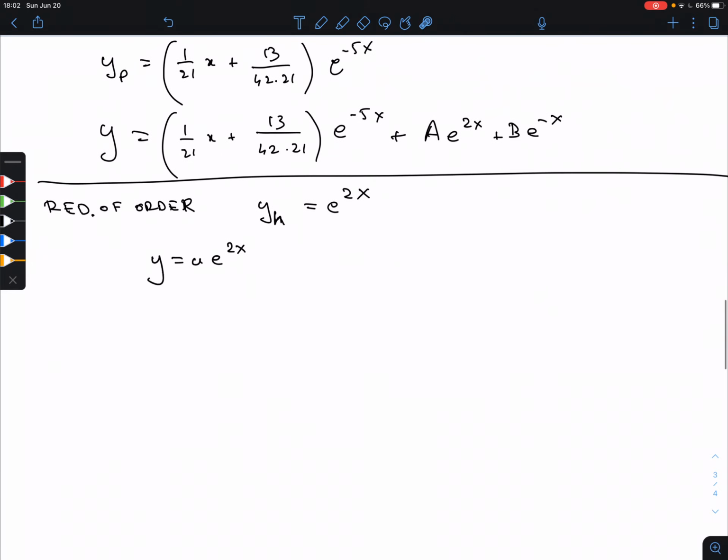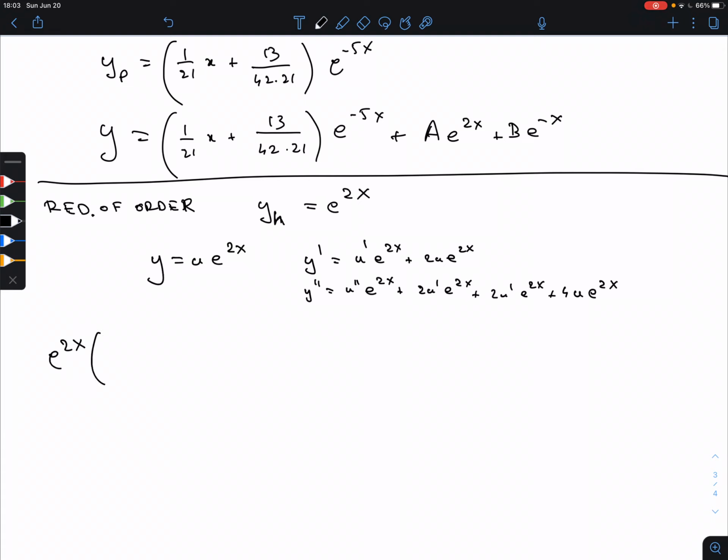Okay, let's see what happens if I do this. Of course, I have to calculate y prime, that is u prime e^(2x) plus 2u e^(2x). And then y double prime is u double prime e^(2x) plus 2u prime e^(2x) plus 2u prime e^(2x) plus 4u e^(2x). Okay. Now we don't know what happened. Well, in fact, you see they all have an e^(2x) in front, so I'm going to factor it out. Although this will not cancel with what happens on the right-hand side, because that's not what the method is supposed to be doing. What the method is supposed to be doing, we'll see.